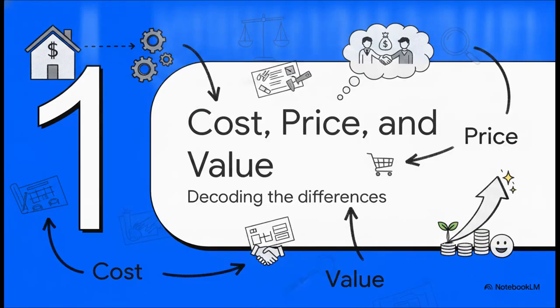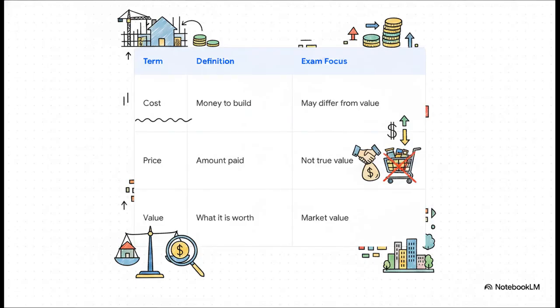Section 1. Cost, price, and value. Decoding the differences. All right, so we've got to start by unlearning a really common bad habit, treating the words cost, price, and value like they mean the exact same thing. In everyday life, sure, people mix them up constantly, but in real estate, they are completely different animals. Look at how they break down. Cost is literally just the money it takes to create or build something. And honestly, it might end up being way higher or way lower than what the property is actually worth.